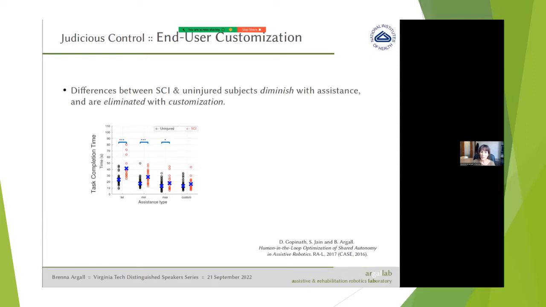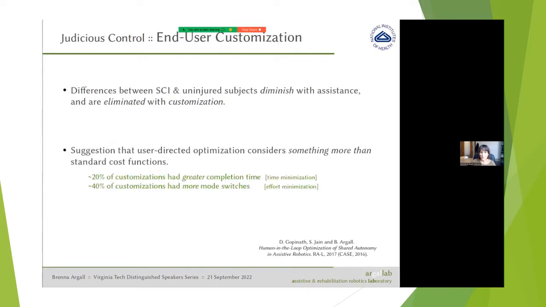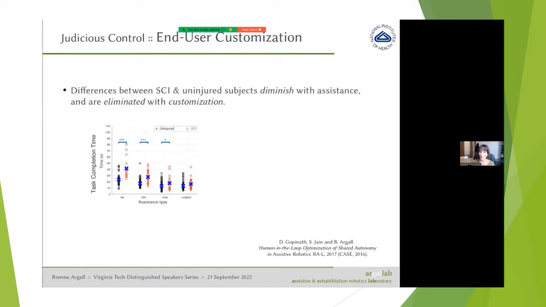We had a difference between the 2 groups when we were using maximal assistance, but we no longer had a difference when we were using the user customized paradigms. And so this is suggesting that the people were intuiting something about how they were interacting with the system, and it was causing them to have better performance. They were interacting better with the autonomy, perhaps.